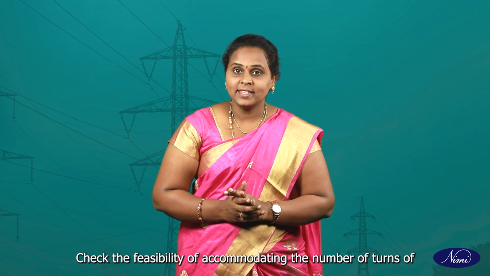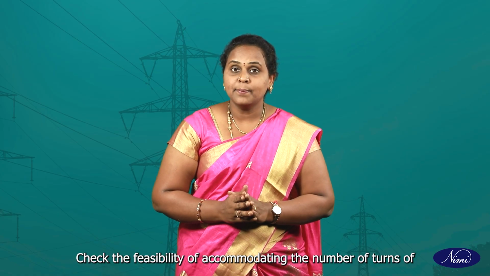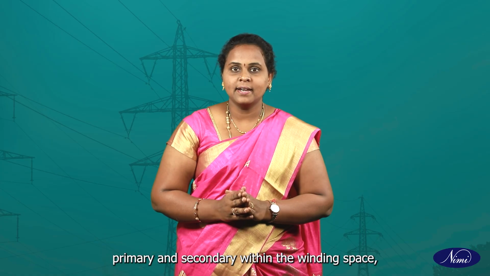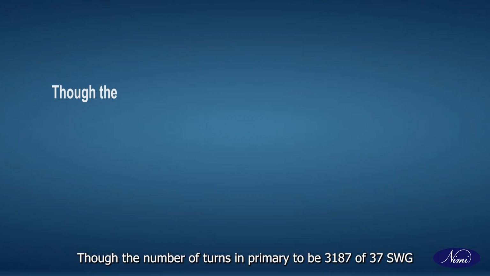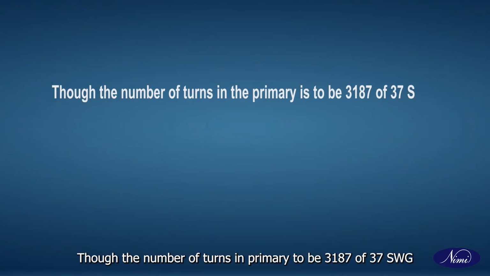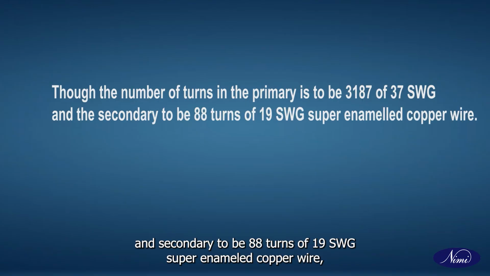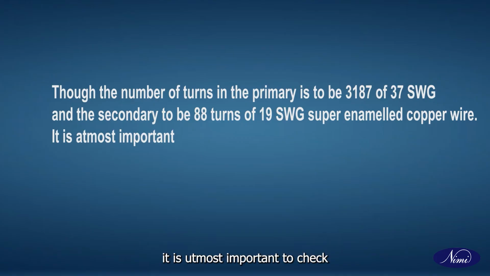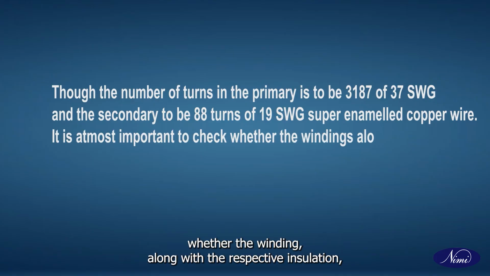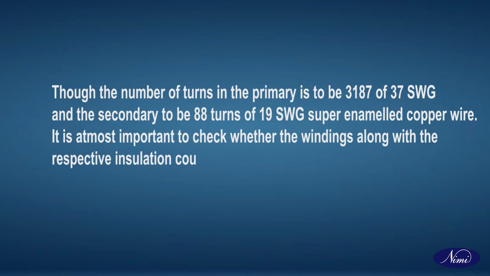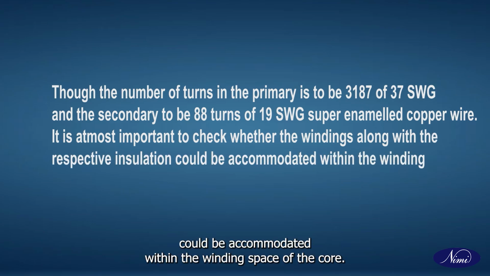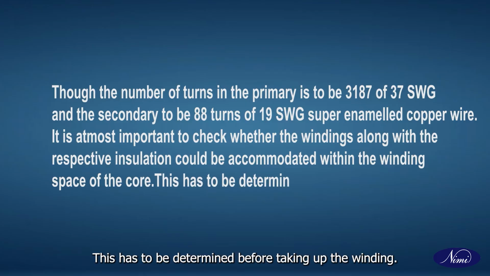Step 8. Check the feasibility of accommodating the number of turns of primary and secondary within the winding space. Though the number of turns in primary is to be 3187 of 37 SWG and secondary to be 88 turns of 19 SWG super enamel copper wire, it is utmost important to check whether the winding along with the respective insulation could be accommodated within the winding space of the core. This has to be determined before taking up the winding.